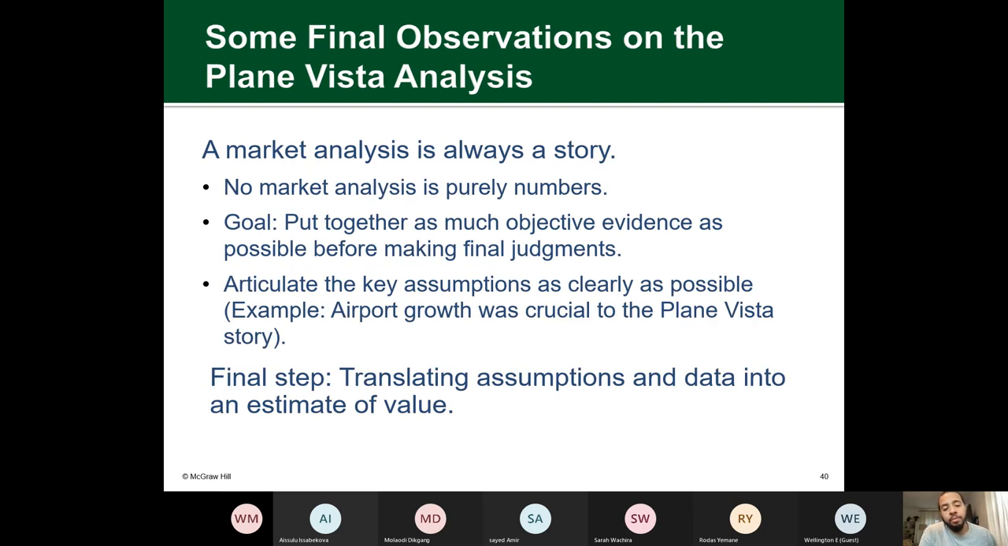Right, so, just a couple observations. Like I said before, market analysis is always a story to tell. We are literally updating and giving an analysis to the people that live in the area so that other people can use that to their advantage. Since most market analysis doesn't deal with just numbers, it's almost impossible to do.